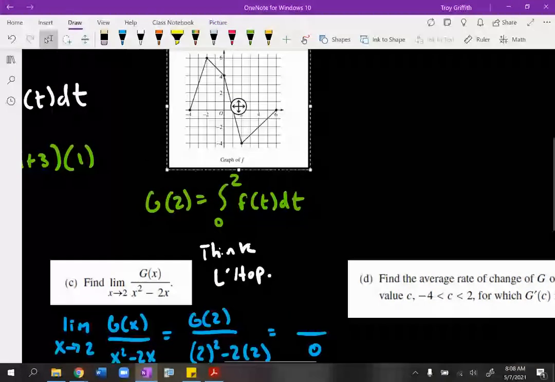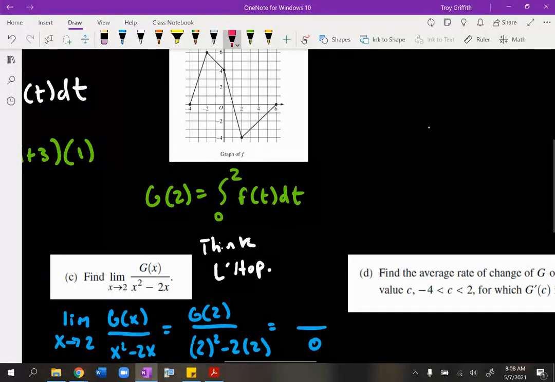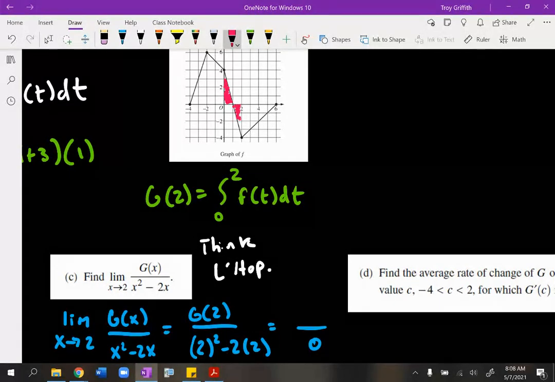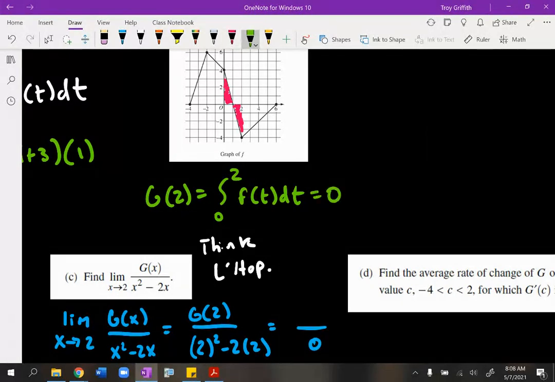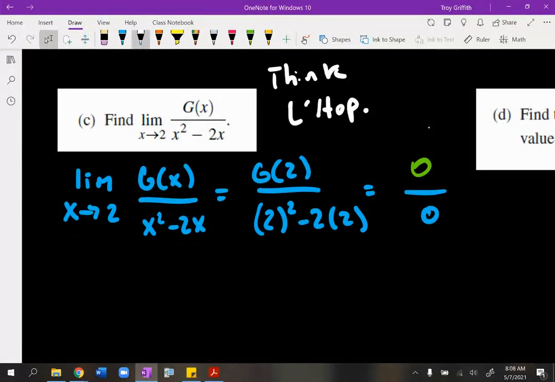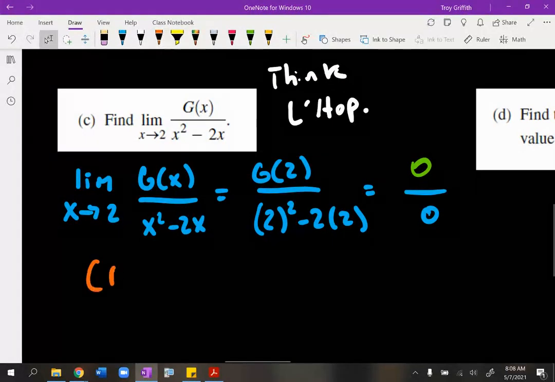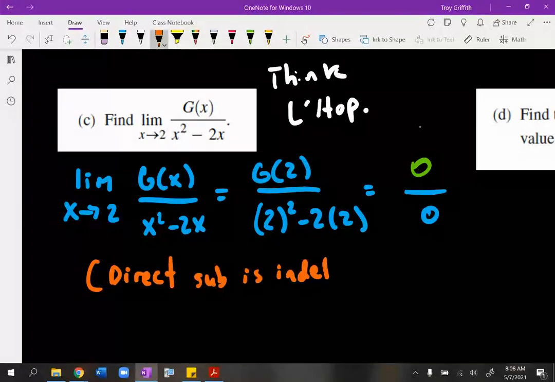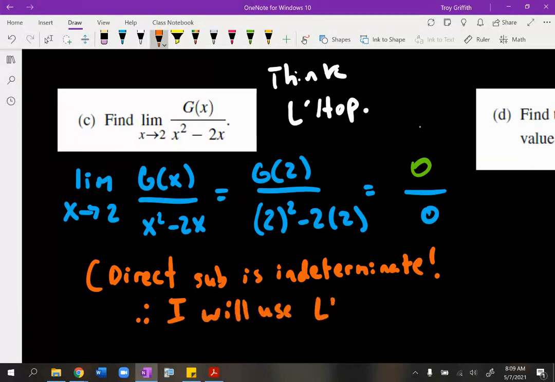So if we think about the area under the curve from 0 to 2, I mentioned this a moment ago, there's a positive triangle here and then a negative triangle here that has the same size. Okay, so those are going to cancel each other out. So when I'm done, I'm actually going to get 0 for this. And so in this case, when I try direct substitution, I get an indeterminate form. Okay, so I'm going to make a note here, direct sub is indeterminate. Okay, therefore, I will use L'Hopital's rule.